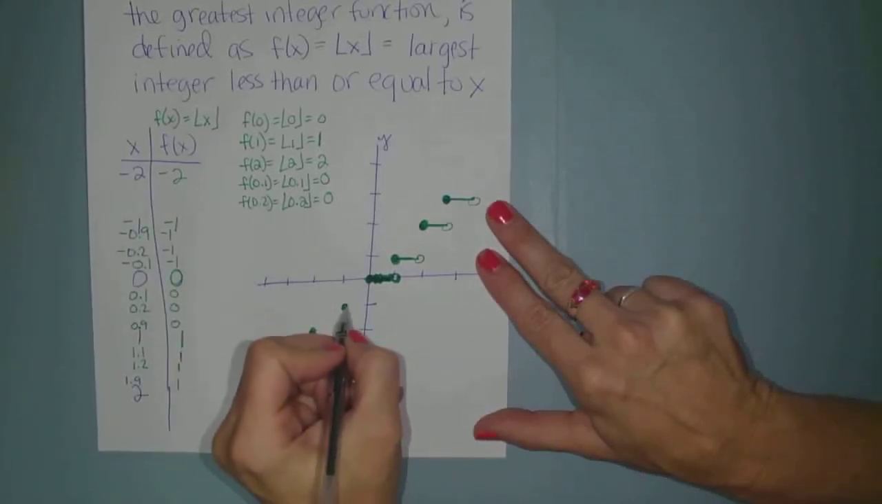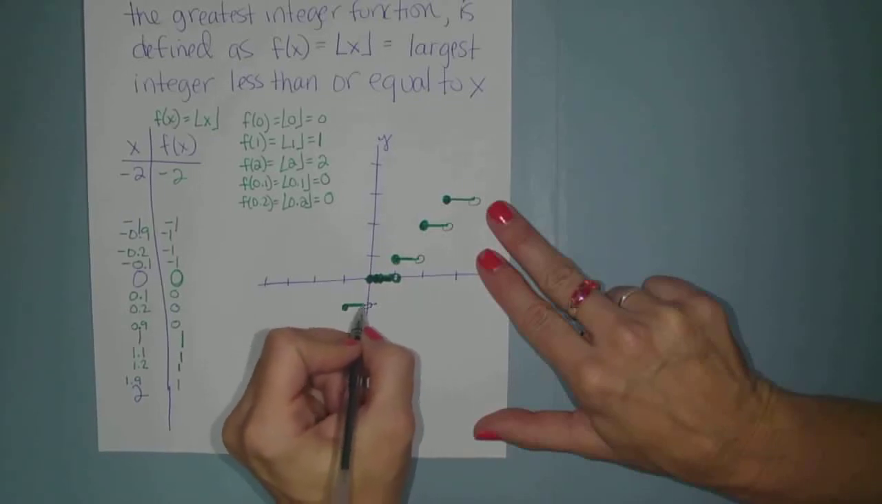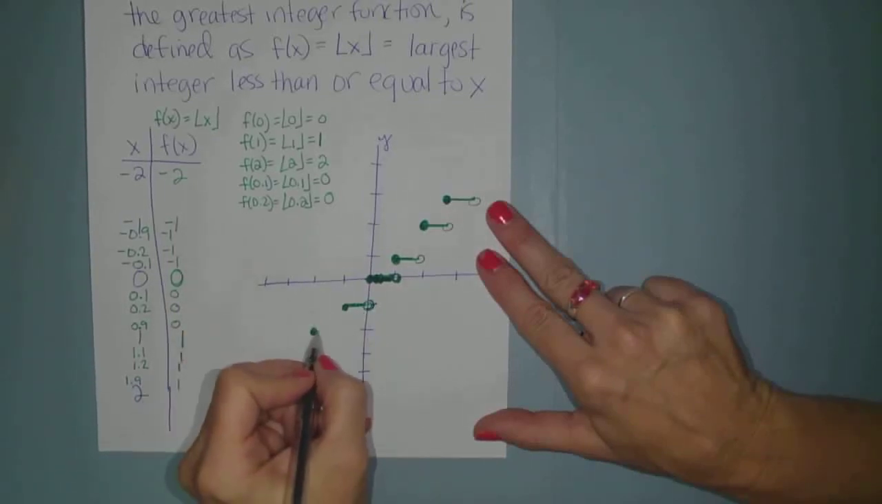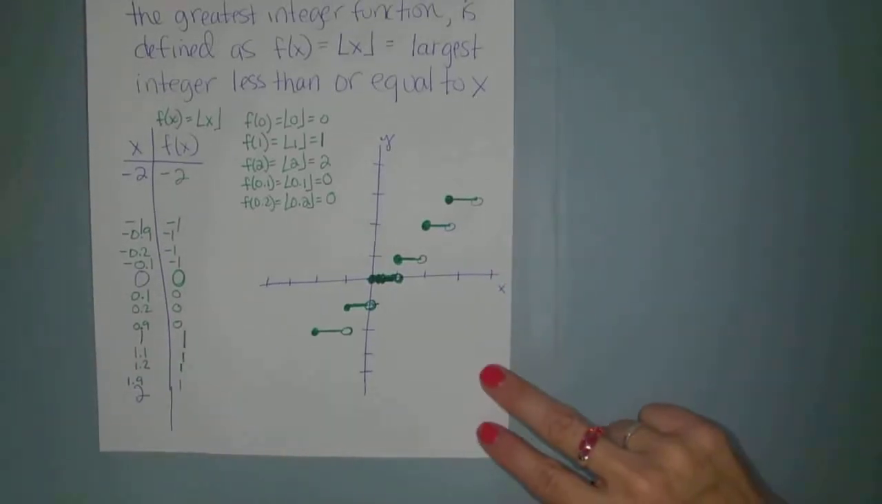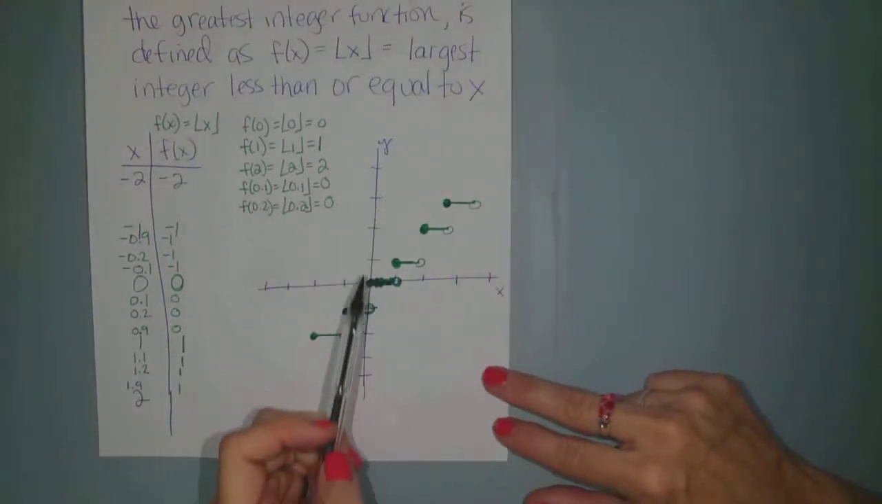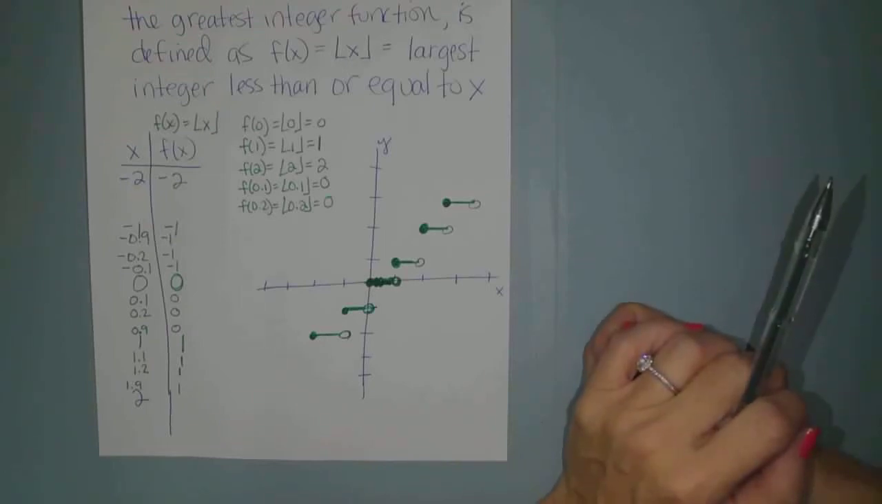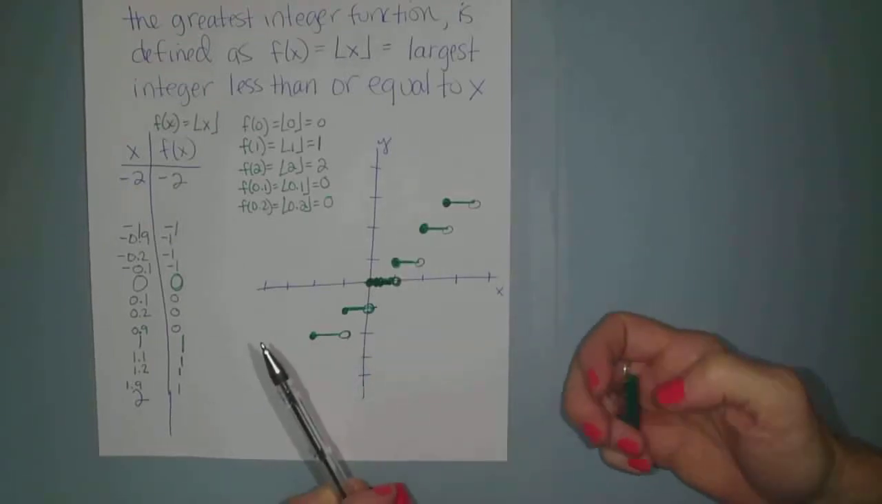So this is going to stay here, here, here, here at -1 and jump. And this guy here and jump. And et cetera, et cetera. So this is the graph of your greatest integer function. You can see why this is fun to do limits with.